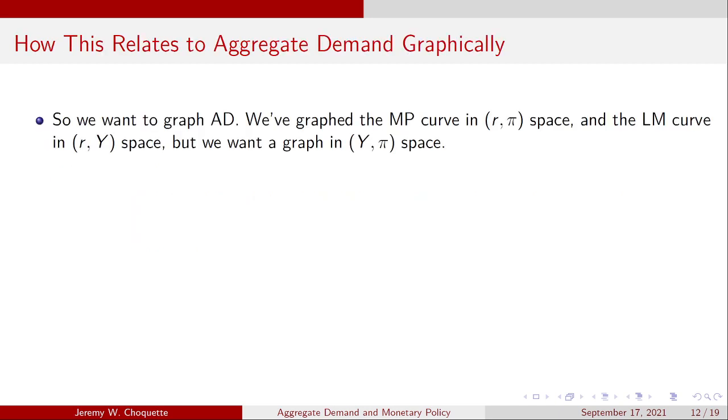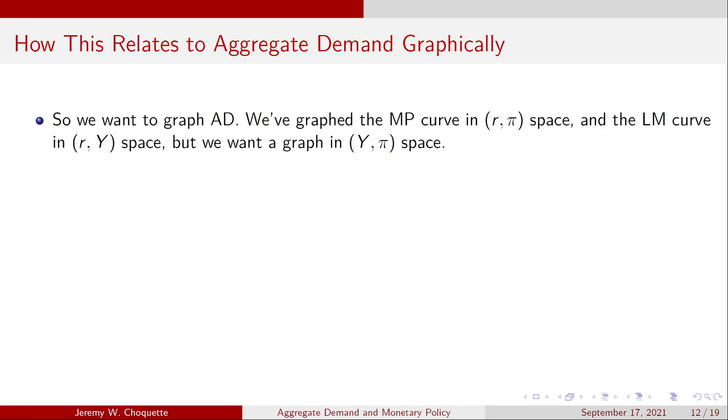So we want to graph aggregate demand. Now we've graphed the monetary policy curve in real interest rate and inflation space, and the LM curve exists in real interest rate output space. Remember, we're not dealing with the LM curve. Now the IS curve, I probably meant to type out IS curve instead of LM curve, so sue me. That exists in real interest rate and output space, but we want to graph in output and inflation space.